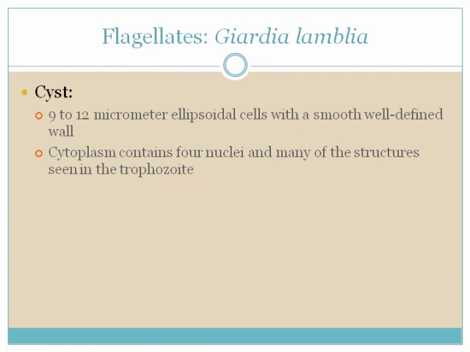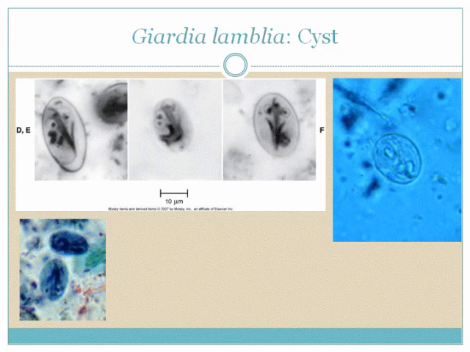All right, the cyst stage of Giardia lamblia is 9 to 12 micrometers. They're oval-shaped, smooth, with a well-defined wall. The cytoplasm contains 4 nuclei and some of the same structures that you see in the trophozoite. There's the cyst stage of Giardia lamblia, the nuclei, the axostyle, and the parabasal bodies as well.